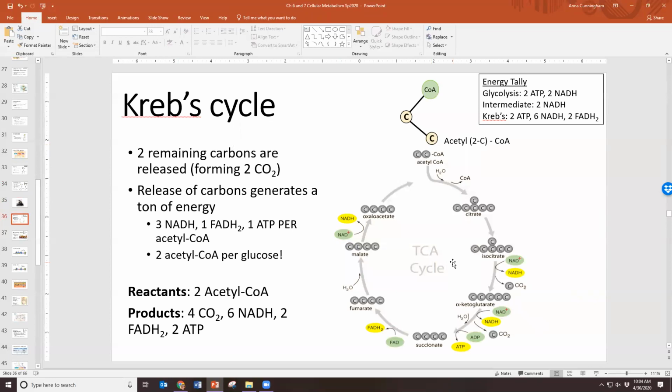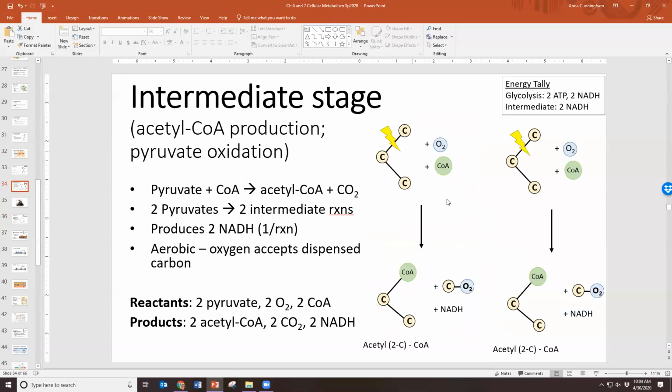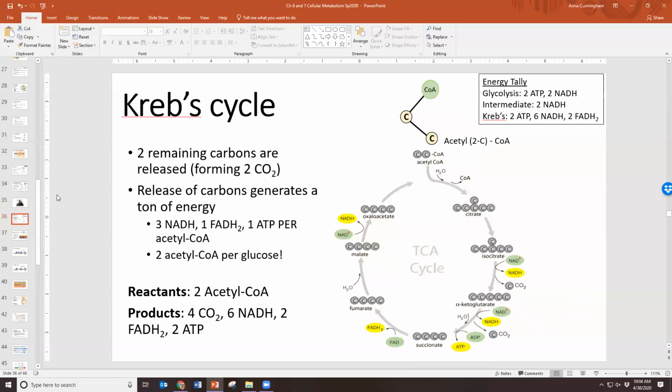Okay, so this is showing the Krebs cycle. I do want to reiterate that what you're looking at is the Krebs cycle happening to 1 acetyl-CoA. But remember, because we broke glucose into 2 pyruvates, and then we broke that into 2 acetyl-CoA, this is happening to both of these. So this is technically happening twice. Okay, I guess it's happening once, but there's 2 reactants going in.